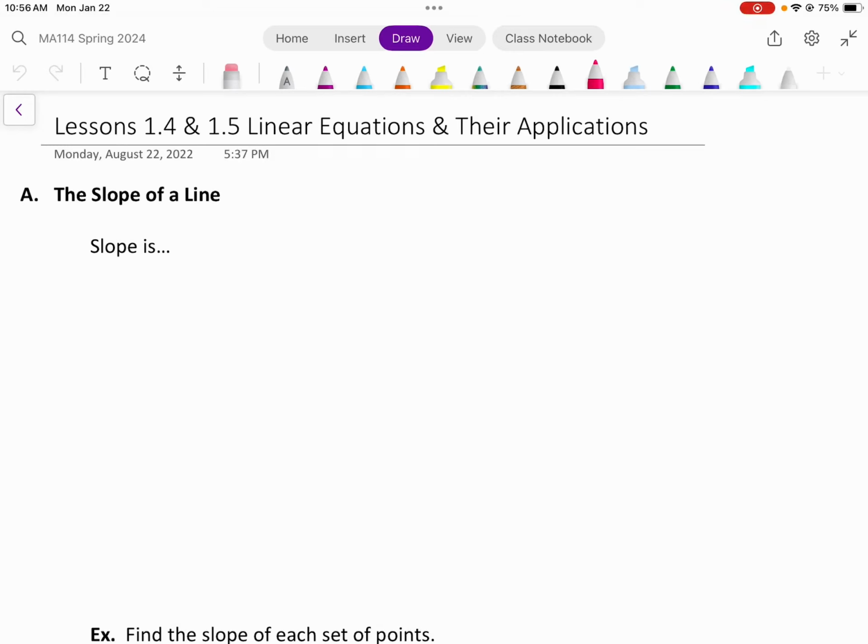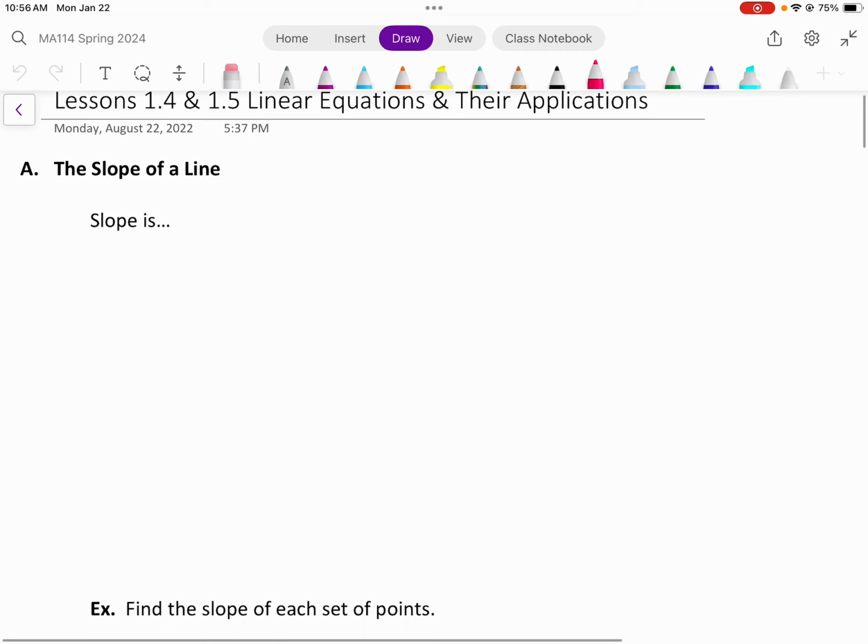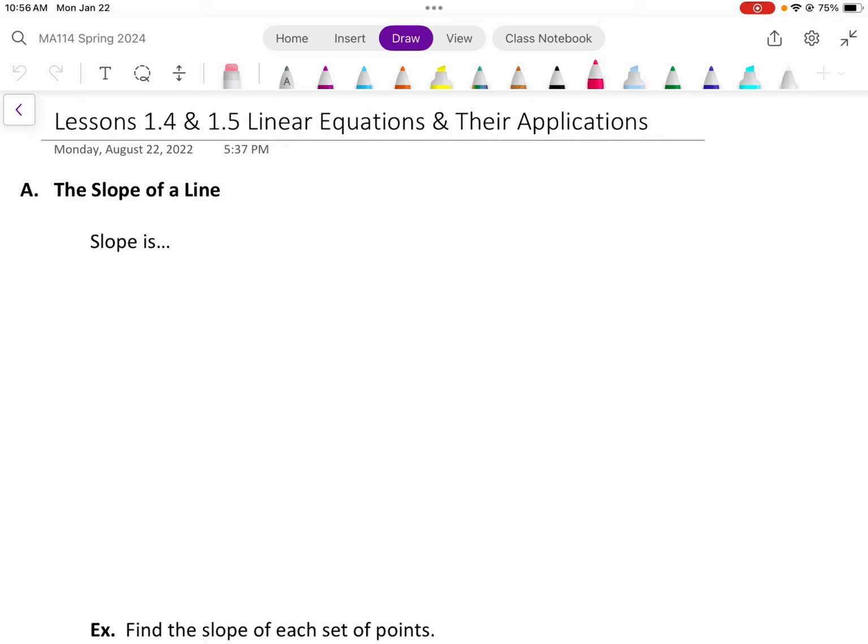So lessons 1.4 and 1.5 have been combined, and they're all about linear equations and some applications. Lesson 1.4 begins by reviewing slope of a line. So we'll just write down a few things about slope. You guys know that slope is the rise over the run.